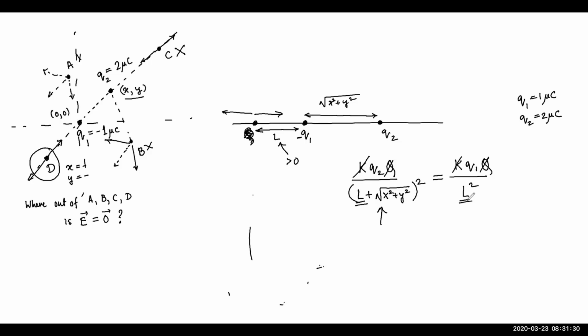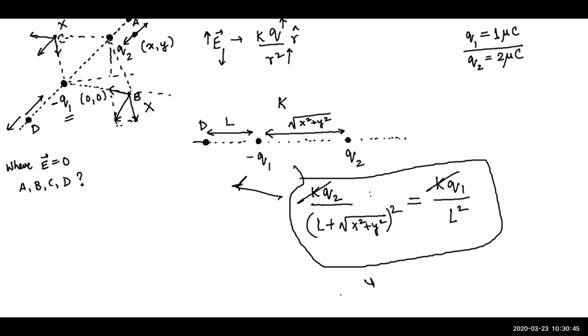So the way to solve this equation, and this is a simple equation, we're just going to do some algebra. So first, if you have an equation where you have something over something equals something else over something else, first you can invert it and write it like this: L plus square root of x squared plus y squared, divided by Q2, this quantity squared, is equal to L squared over Q1, right? So this is something that we can quickly do. I've just reversed both sides. And then I'm going to take square roots of both sides.